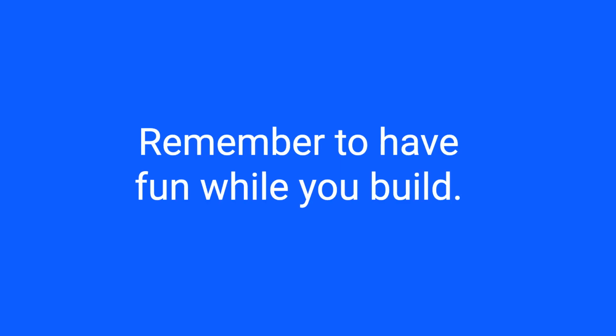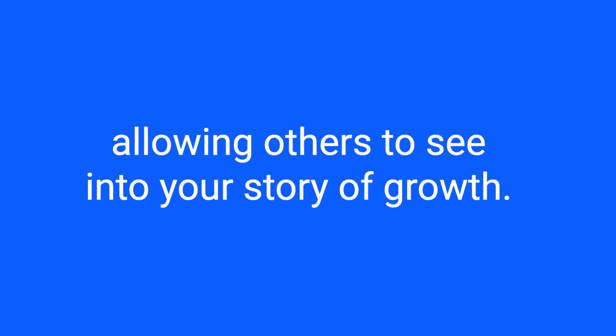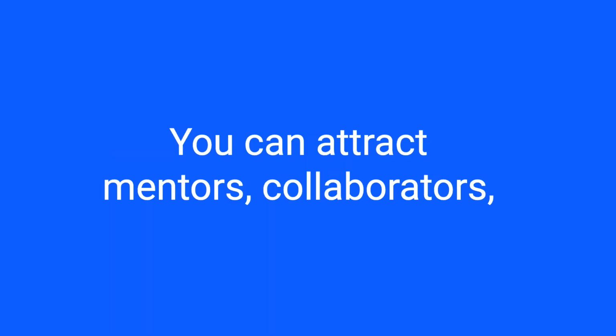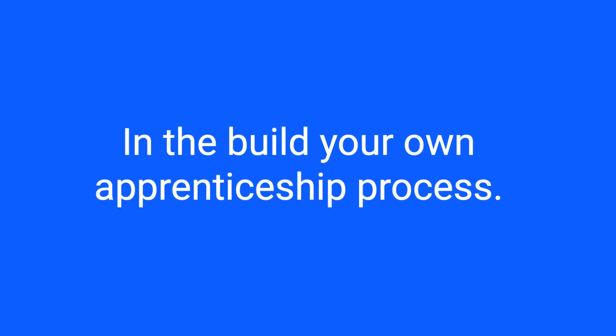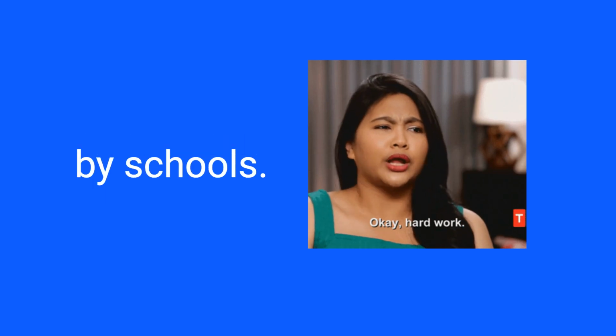3. Remember to have fun while you build. Share what you make with your network online. Allowing others to see into your story of growth can attract mentors, collaborators, and maybe even investors. After you've created your solution, go back to step 4, Send It, in the Build Your Own Apprenticeship process. Remember, these are tools you'll carry with you for a lifetime. It's not a one and done pipeline like you've been conditioned to believe by schools.